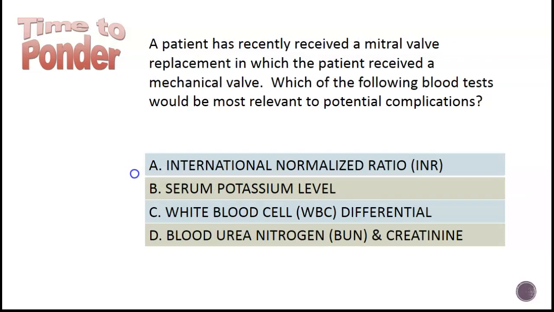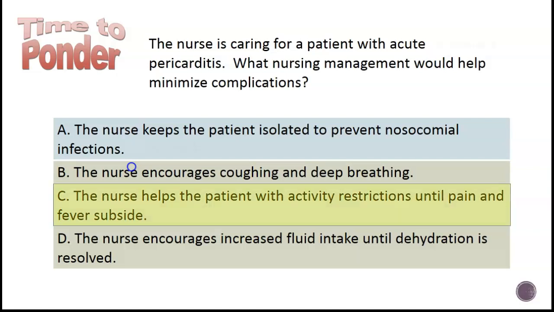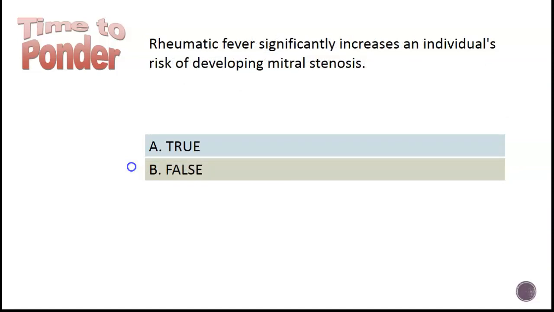A patient recently received a mitral valve replacement, in which the patient received a mechanical valve. Which of the following blood tests would be most relevant to potential complications? The nurse is caring for a patient with acute pericarditis. What nursing management would help minimize complications? Rheumatic fever significantly increases an individual's risk of developing mitral stenosis.